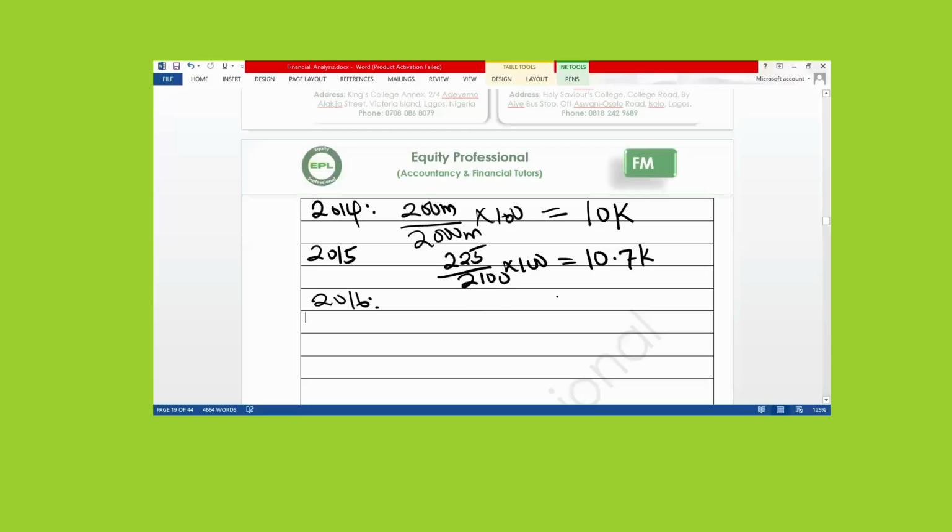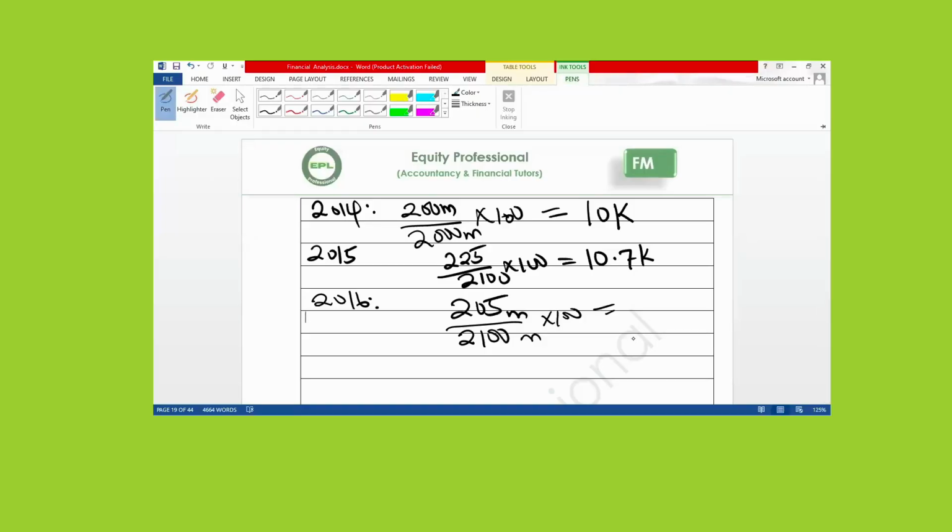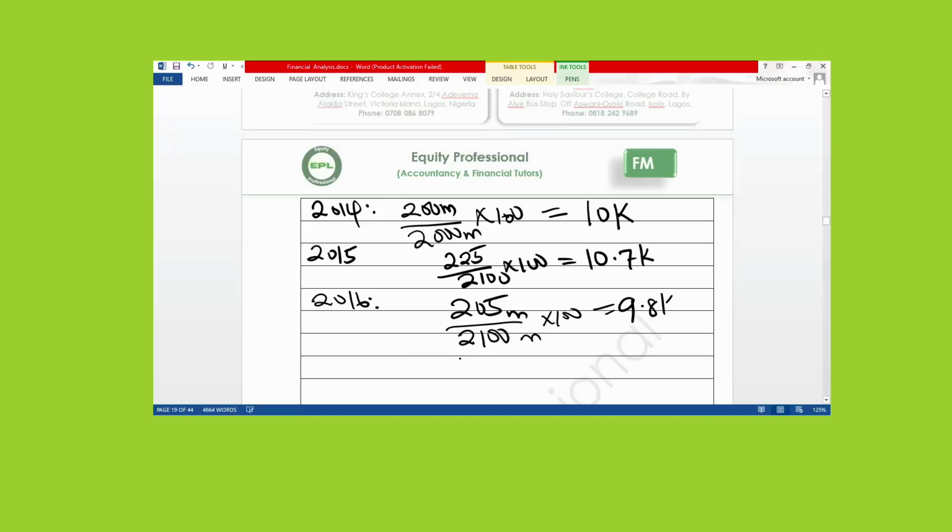2016. What is equity earnings? 205 million. You are supposed to put the question to yourself. Number of ordinary shares, 2016: 2,100 million. Now calculate your earnings per share. 9.76 kobo, which is 9.8 kobo. Our earnings per share here, 9.8 kobo.